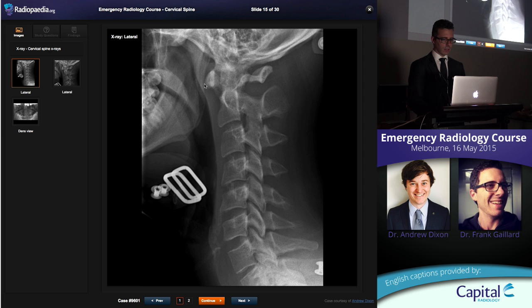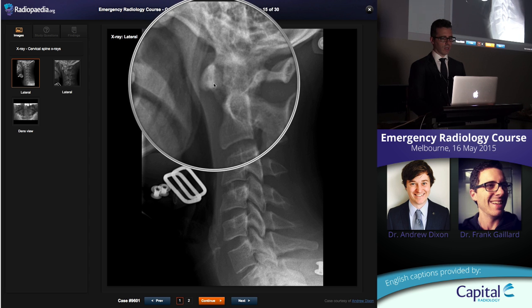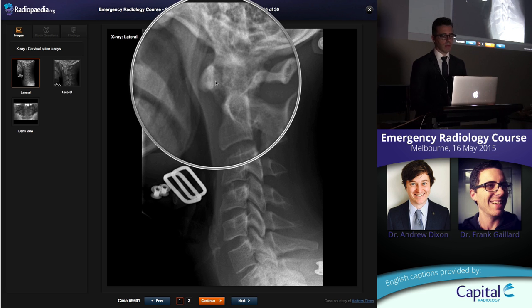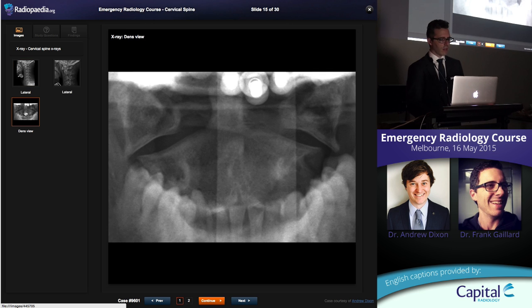But once we get superiorly here, that gap between the posterior border of C1 arch and the dens is widened well above 3 millimetres. That would probably be about 6 millimetres. This is the other view that's fairly standard, which is a transoral view to look at the dens, also known as a peg view, which is taken through an open mouth, so you can see the bottom teeth and the top teeth.